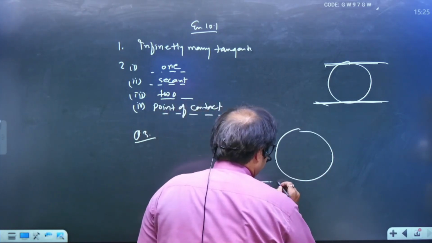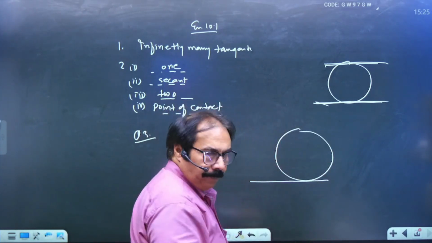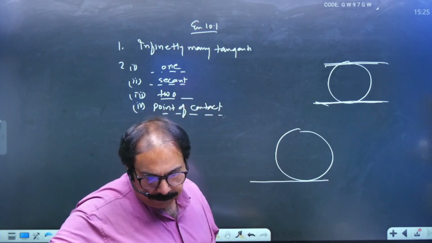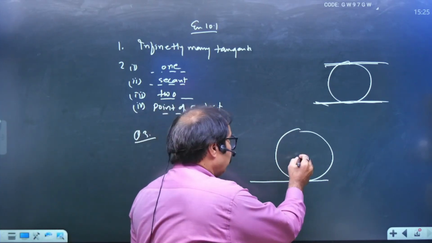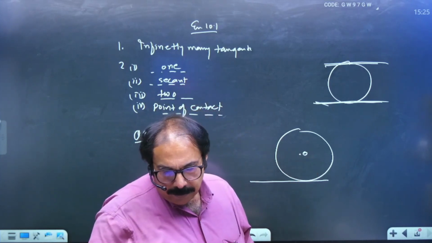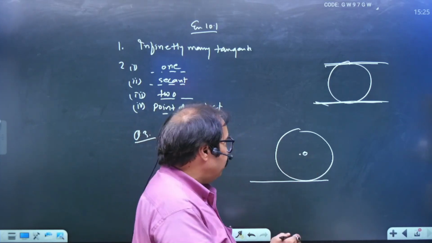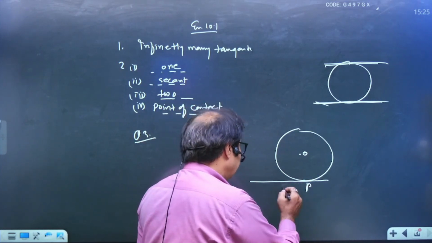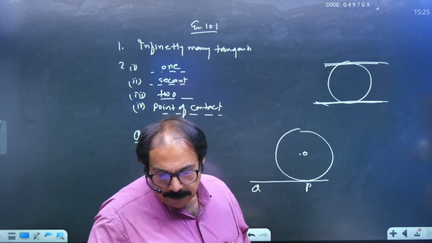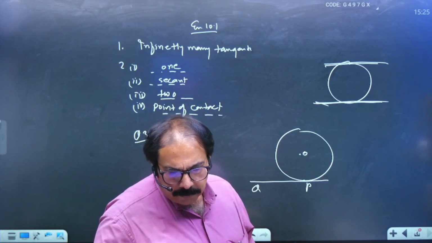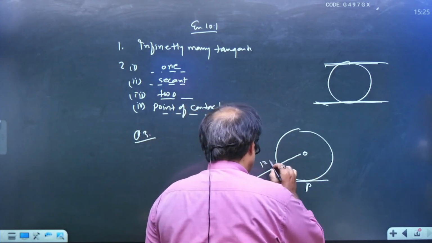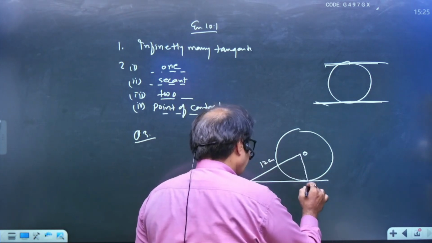A tangent PQ and a circle whose center is given as O. This is O. A tangent PQ, and this is P and this is Q, at the point Q so that OQ is equal to 12 centimeter. This is given, 12 centimeter. Right?